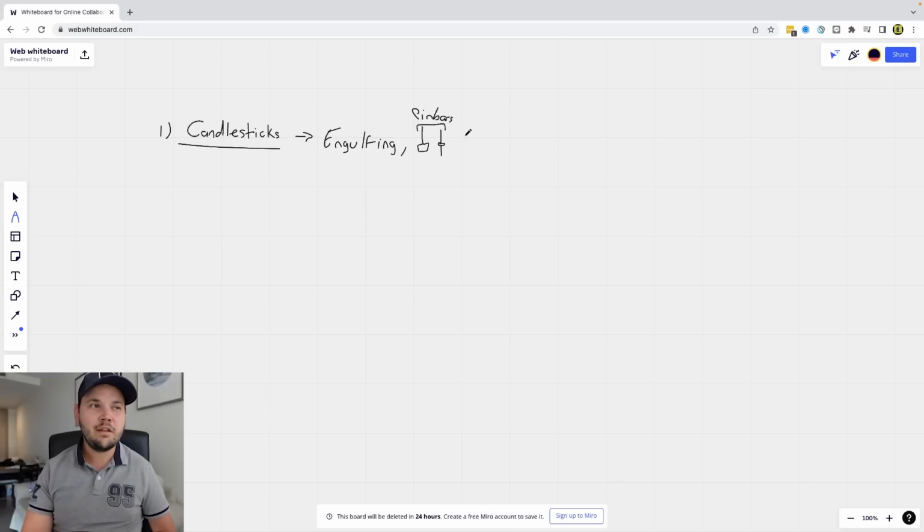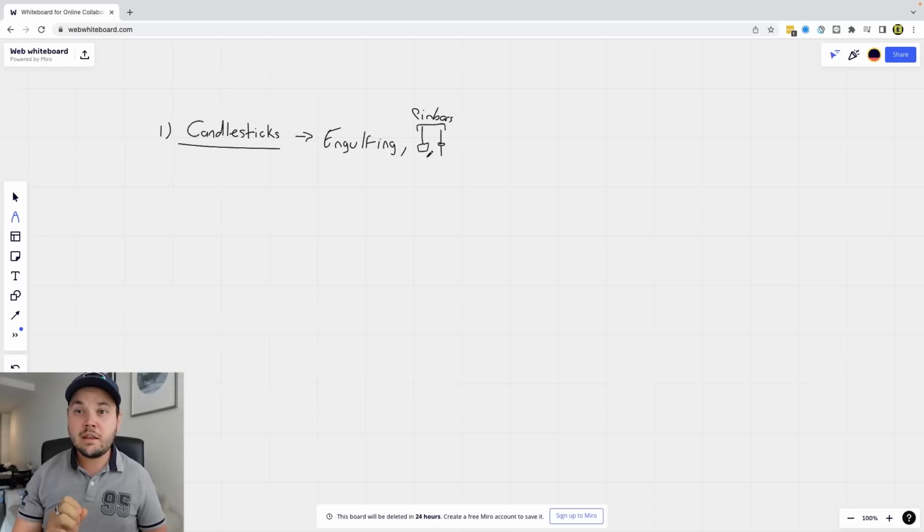But the thing about candlesticks is the name doesn't matter. What matters is the reaction and what it means for the buyers and the sellers in the market. So quick tip for you here: don't just try to remember the names of candlesticks. Understand what they mean in the market and what they show as reaction of buyers and sellers in the market. Much more important. These are my two favorite.